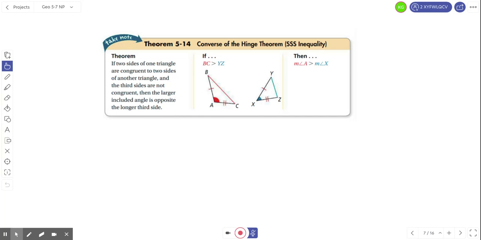All right, here we have the converse of the hinge theorem, also known as side-side-side inequality. So basically you have the same situation, and now what we're saying is if the line is longer, like if this red line is longer than this blue line, then this red angle is bigger than this blue angle.